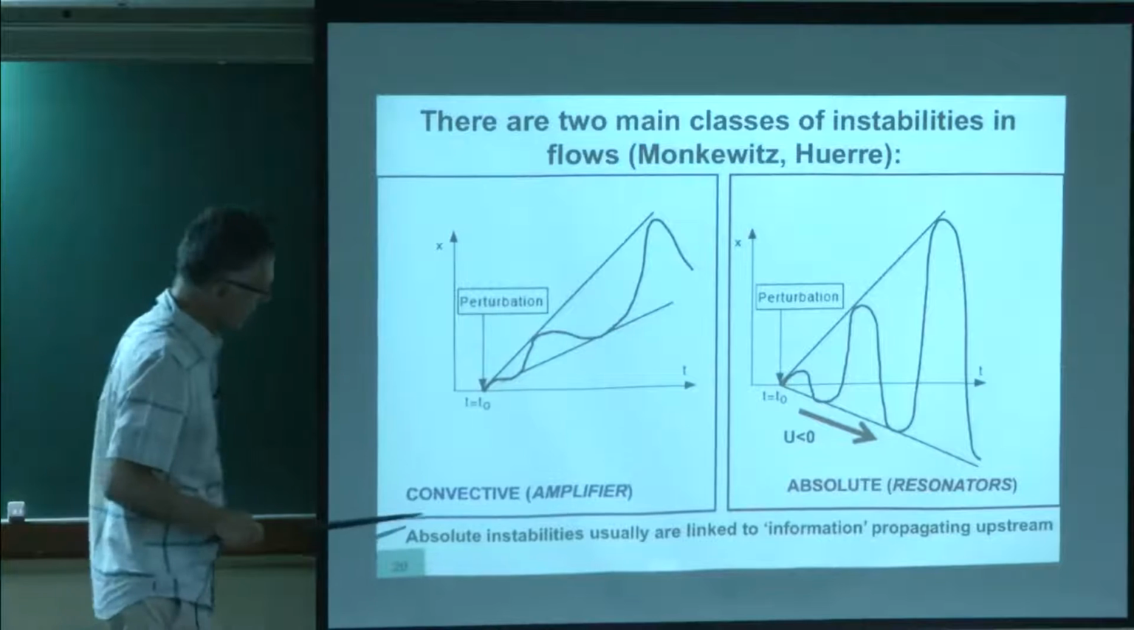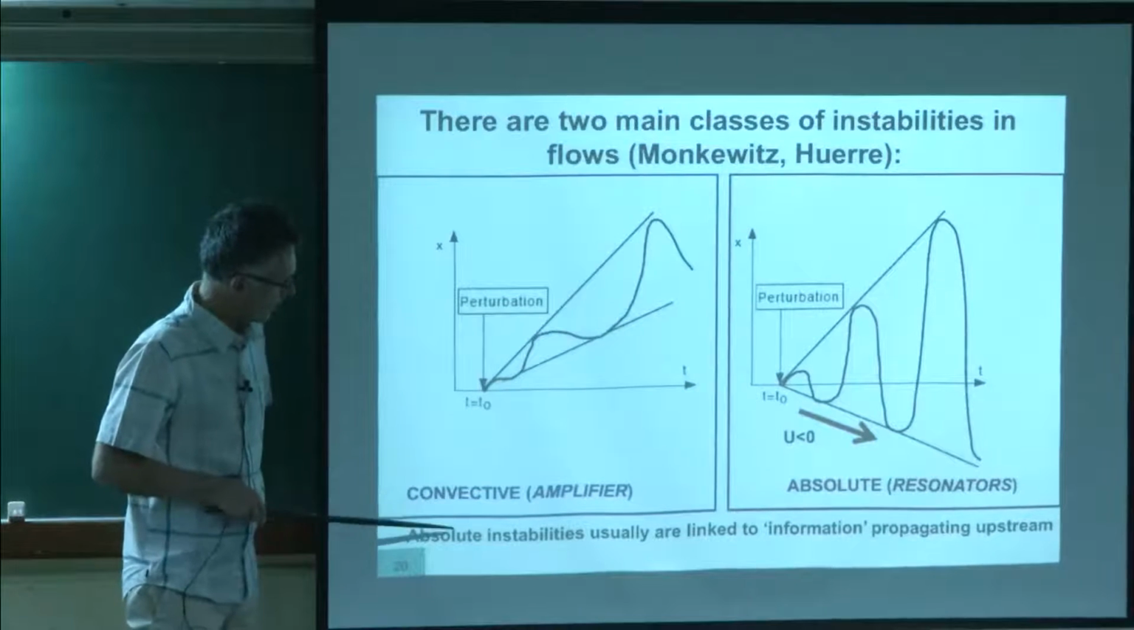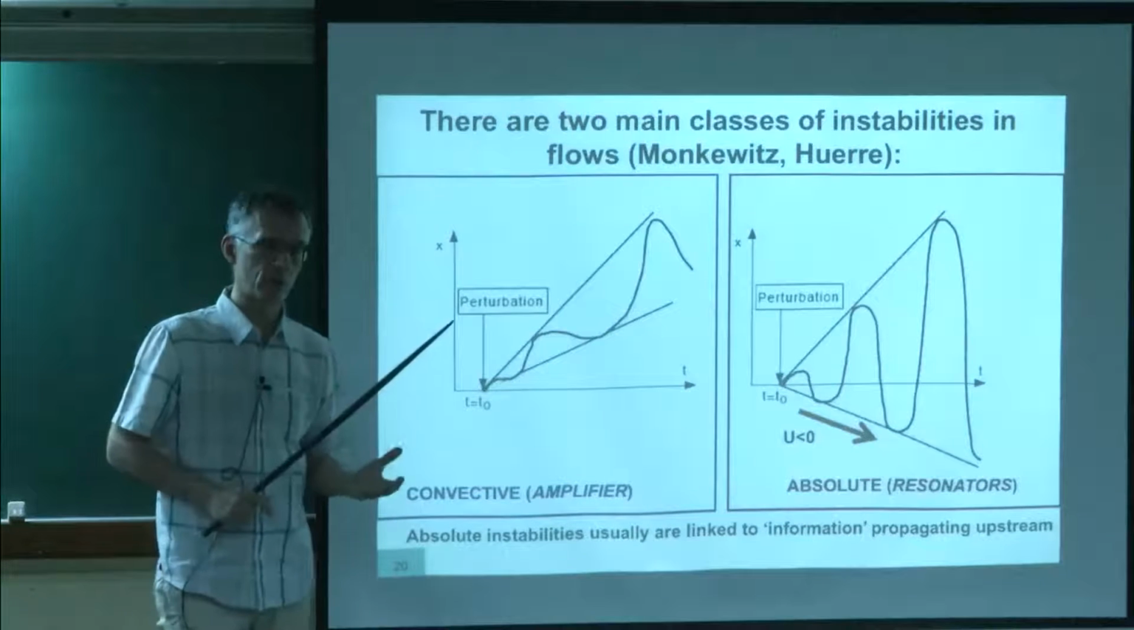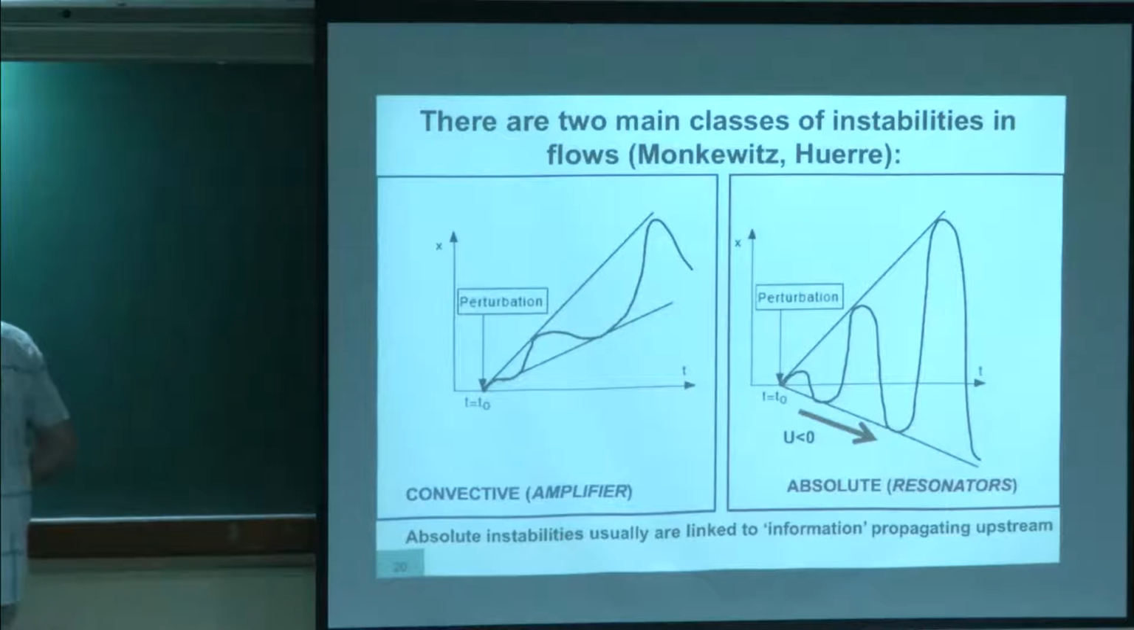Note that in most cases, and that's what intuition is telling you, you can have an absolute instability only if there is a mechanism which propagates information from downstream to upstream. Why is that so? Well, if there is a flow like this, and you make a perturbation here, this perturbation goes away like this. And if there is no mechanism by which information can come back here, it's difficult to imagine how this system can resonate. You need some way to convey information from downstream to upstream. Now, there are many ways in fluid mechanics by which you can do that, but you need a mechanism.